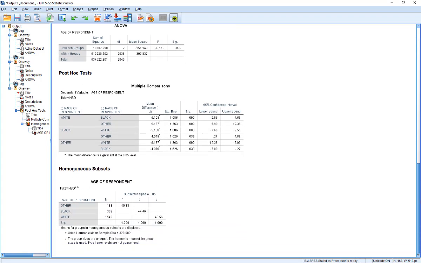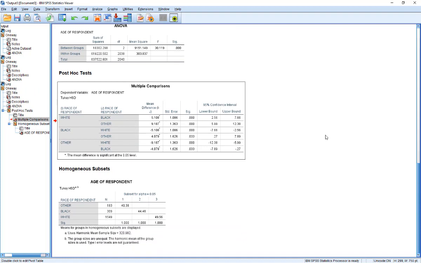And what you can see is as we scroll down here, the main thing of interest is this section here with the post hoc tests. You can actually see that what the program has done is provide a statistical breakdown looking at whether or not the mean differences between each of the groups is statistically significant. So for this case, you can say for our white respondents, how different are they from the black and how different are they from the other?